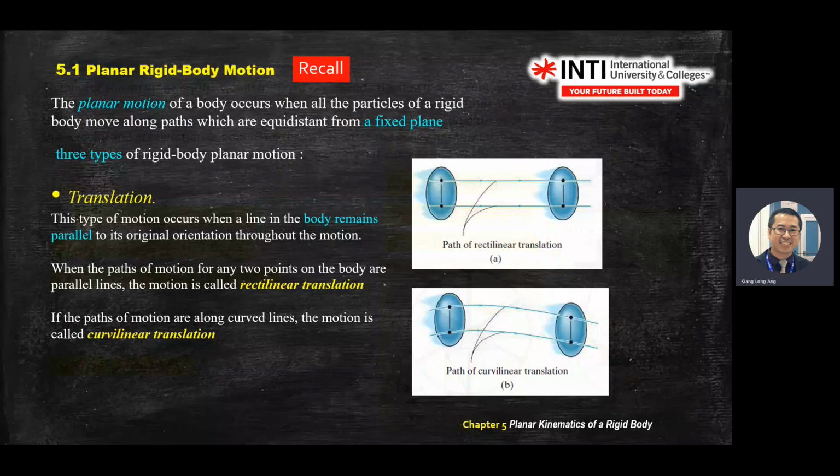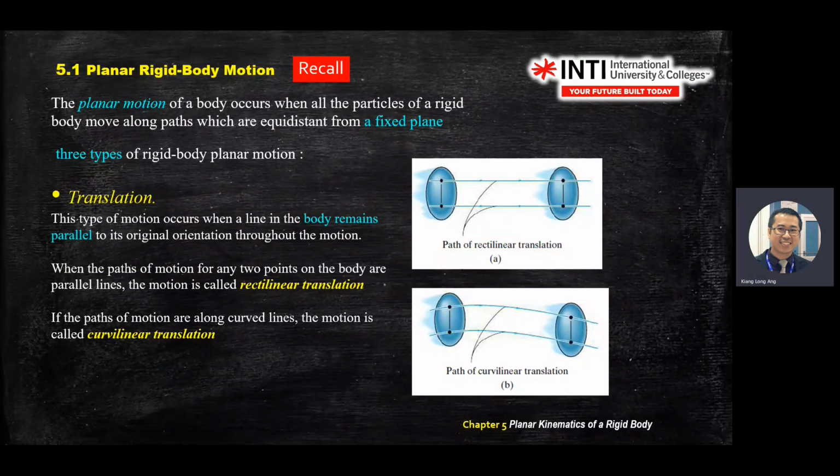Okay, so again, recall previously our motion had translation, meaning move in the plane, move in a straight line. And also there's a rotation motion, also in the plane, but like a wiper motion.